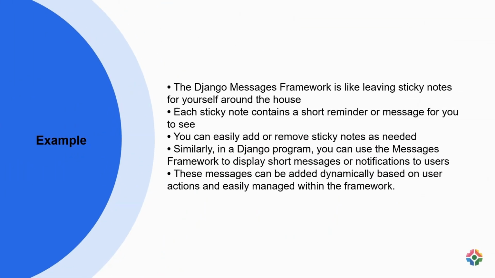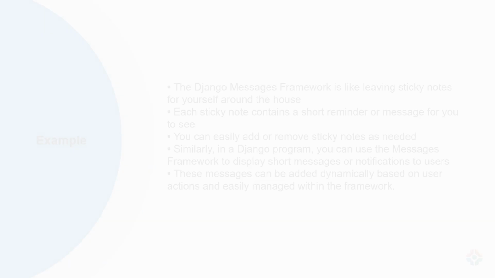The Django Messages framework is like leaving sticky notes for yourself around the house. Each sticky note contains a short reminder or message for you to see. You can easily add or remove sticky notes as needed. Similarly, in a Django program, you can use the Messages framework to display short messages or notifications to users. These messages can be added dynamically based on user actions and easily managed within the framework.